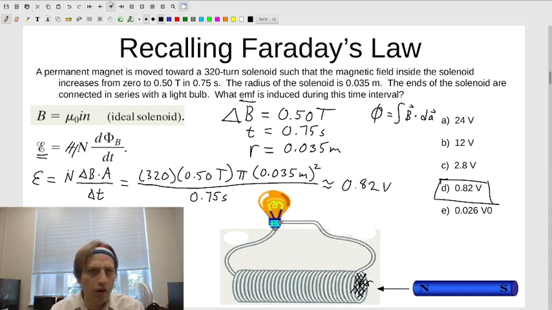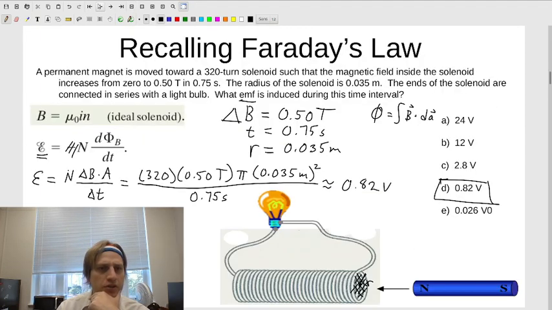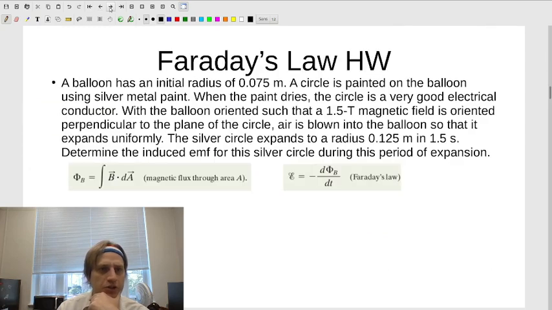All right, now I have given you a homework problem on this. In the practice problem I just showed you, it was the magnetic field that was changing. In this problem, it's going to be the radius itself that's changing. It says a balloon has an initial radius of 0.075 meters. A circle is painted on the balloon using silver metal paint. So we're imagining it's kind of like this.